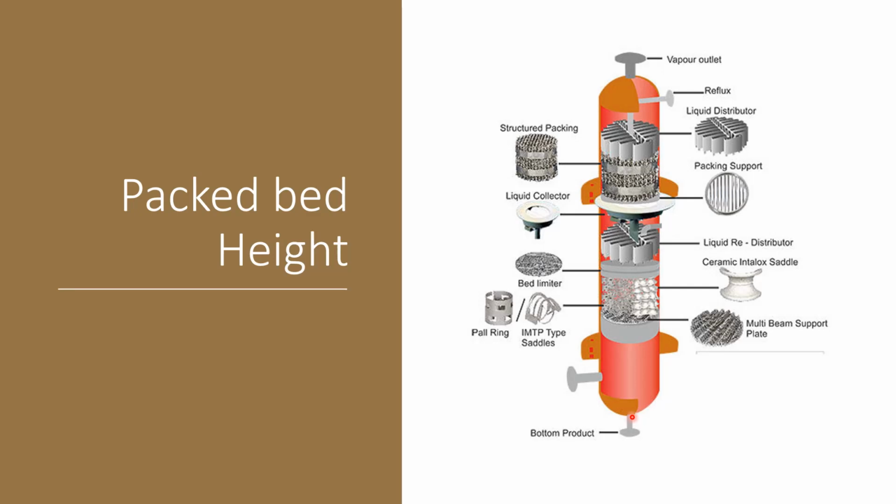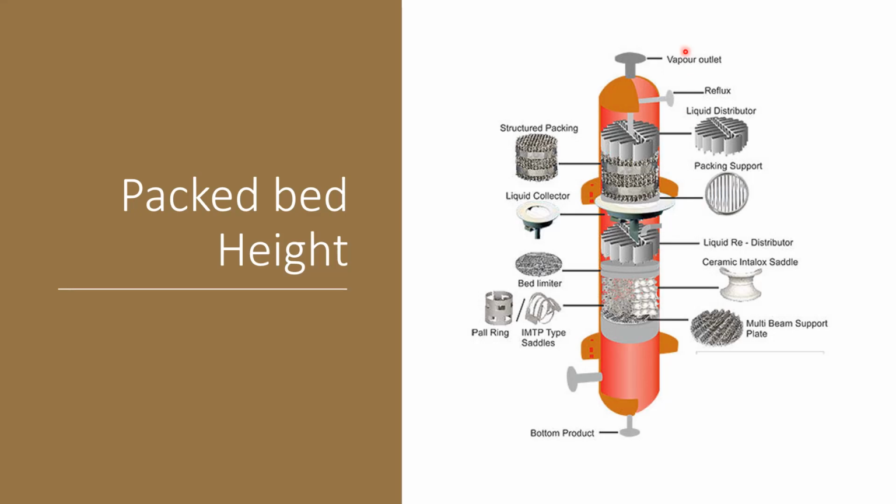The other thing we need to keep in mind is channeling. So in order to avoid channeling, we need to make sure that the height of the bed does not exceed 2 meters. If it is more than 2 meters, then we need to add a liquid collector and liquid redistributor, so that we can have a very nice wetting of the packing material from the liquid that is coming from the top to the bottom.